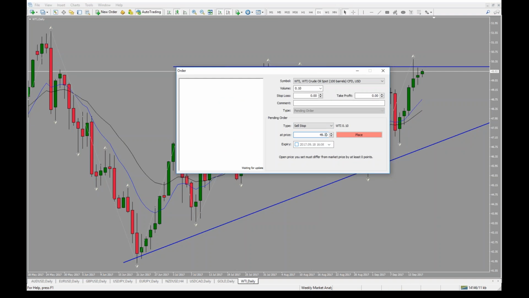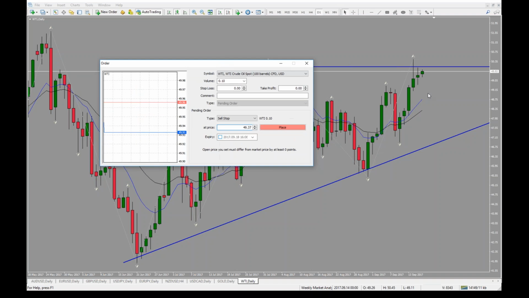And then 49.37 I said. There it is. I'll just place it. My stop is going to be above the high here, 50.50. So let me put it 50.50. And I'm just going to put any target just right now, and I'll adjust it in 1 second. 0.1, yep, I'm happy with that. And let's sell stop. Here we go.